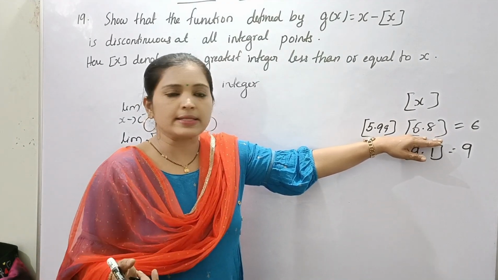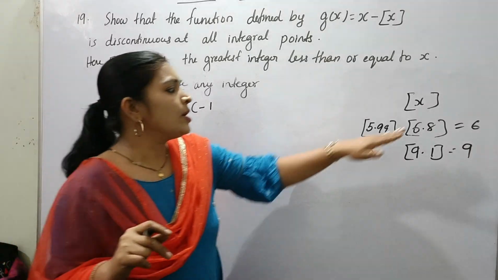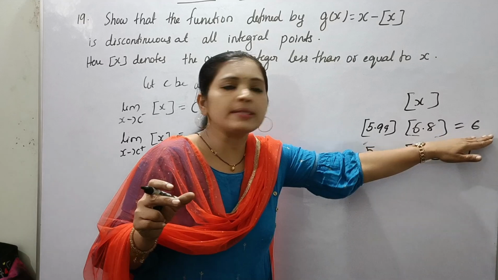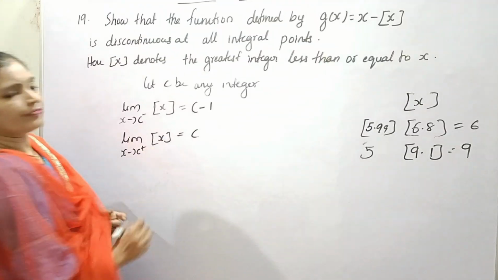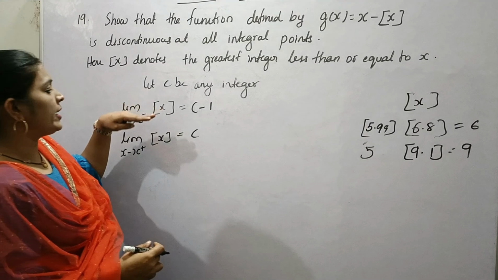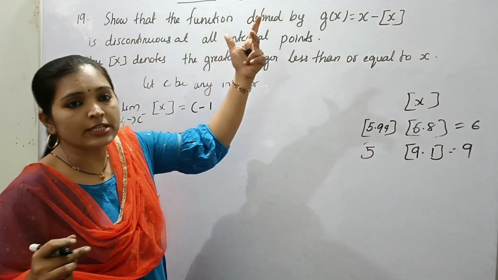X greater than 6 means 6.00 or 6.1 or 6.2, something. So whatever the value, the greatest integer of that value is 6, right? That is c, c itself. Next, here we have the left hand limit and right hand limit of this greatest integer function. Now let's find it together.